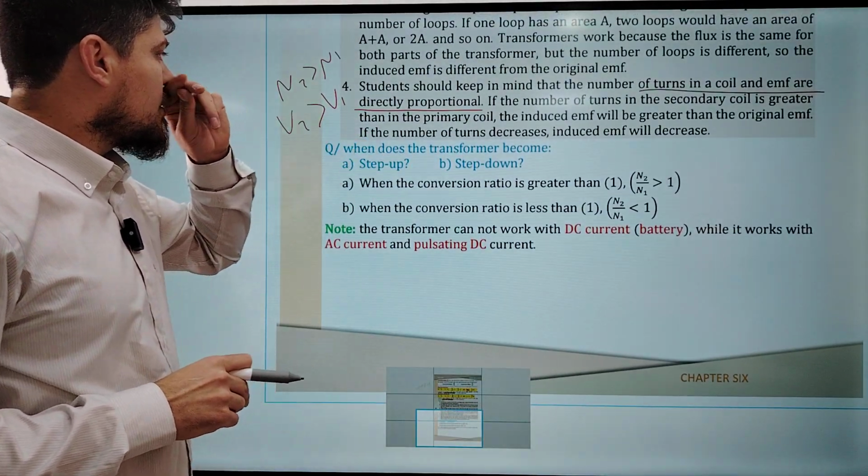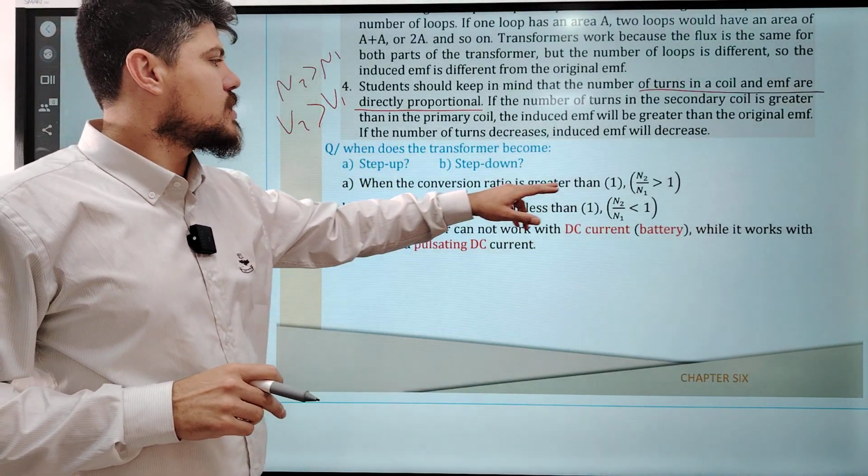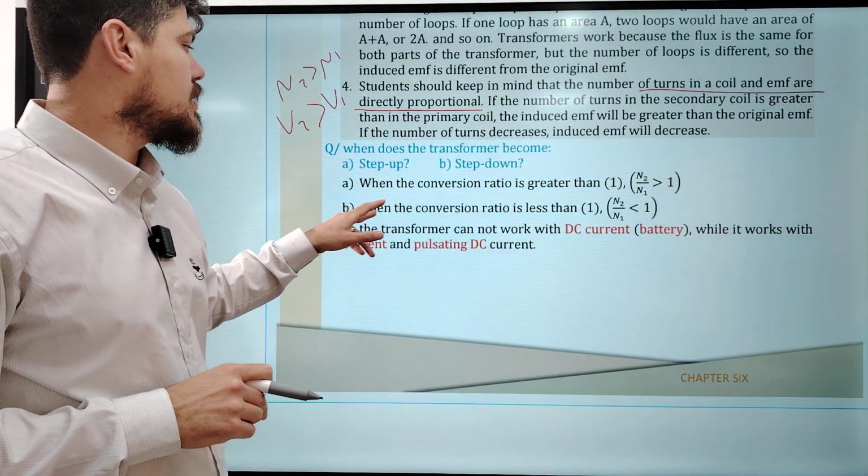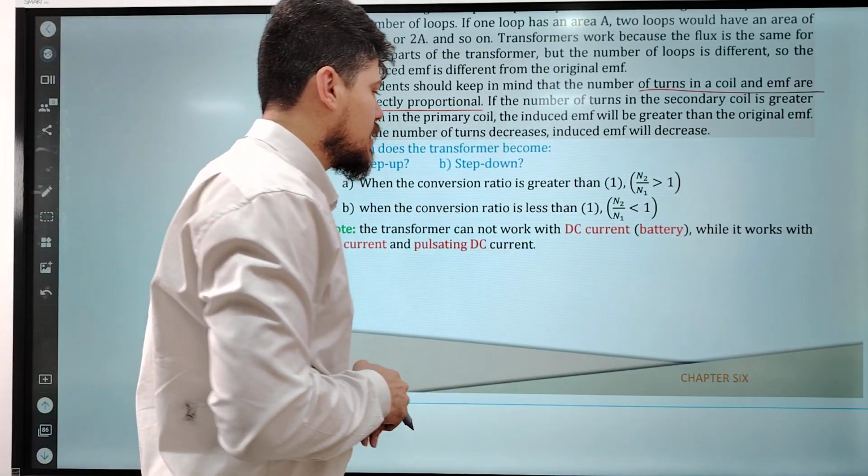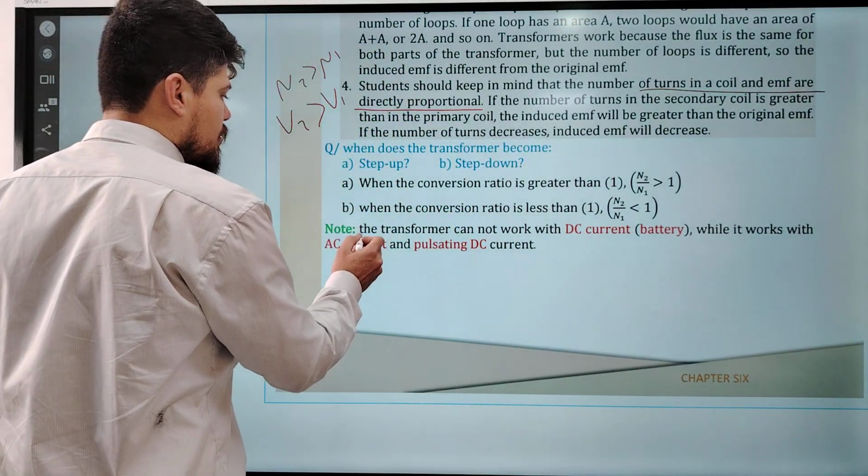When does the transformer become step up and step down? When the conversion ratio is bigger than 1, it is step up, and when the conversion ratio is less than 1, it is step down. So I'm going to repeat this note.